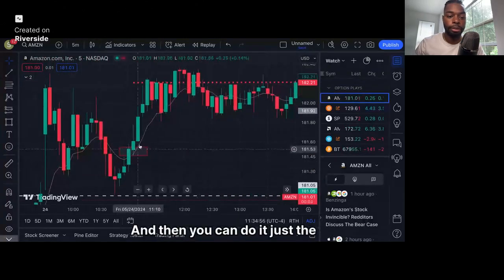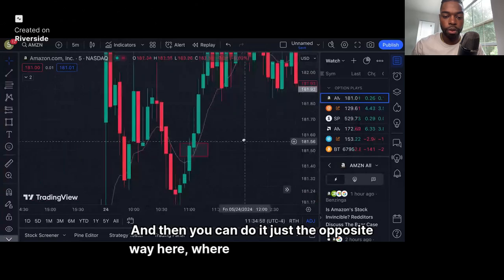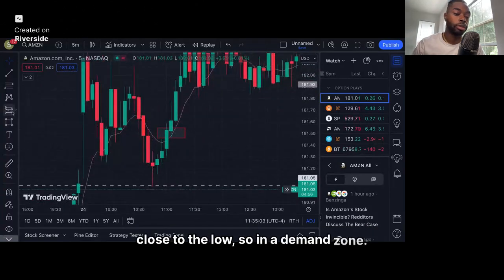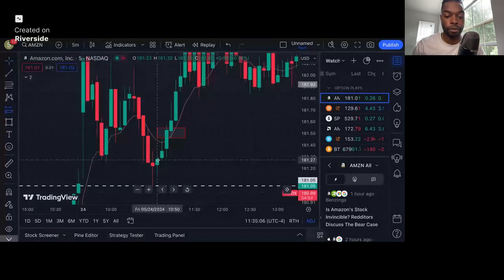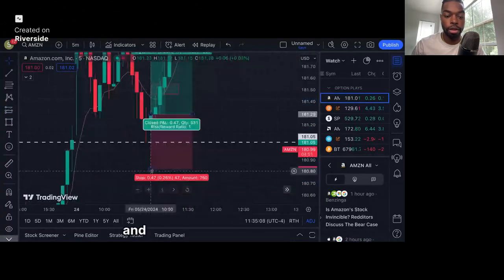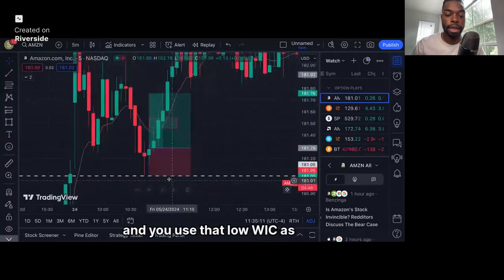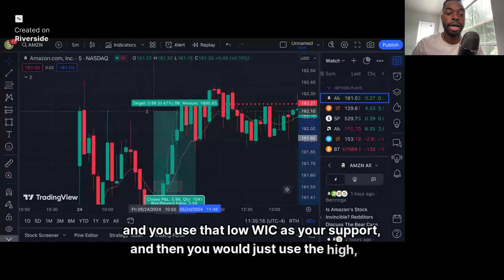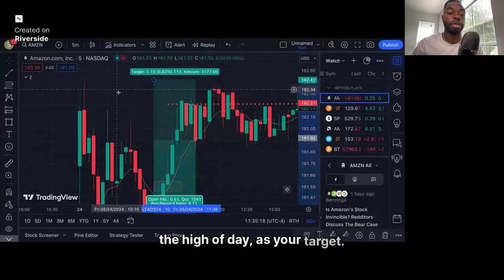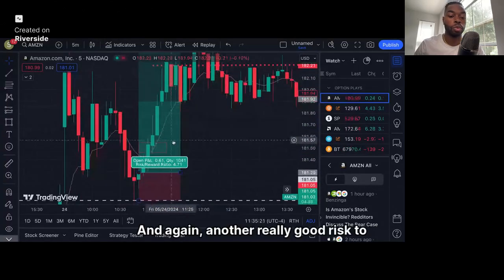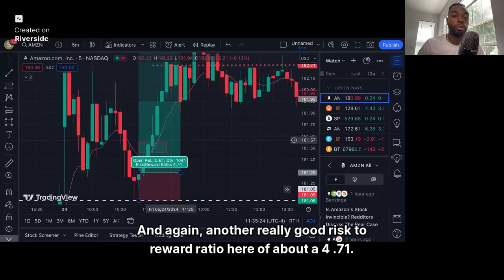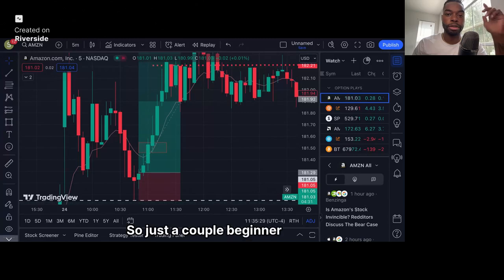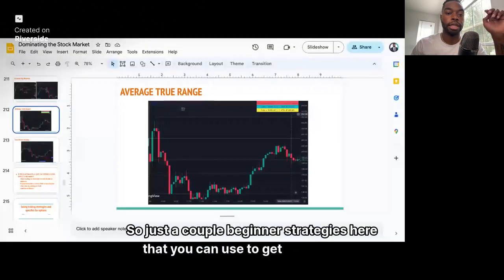And then you could do it just the opposite way here, where you get in after a signal close to the low, so in a demand zone, and you use that low wick as your support, and then you would just use the high of day as your target. And again, another really good risk to reward ratio here of about a 4.71. So very good stuff here. So just a couple beginner strategies here that you can use to get in on trades.